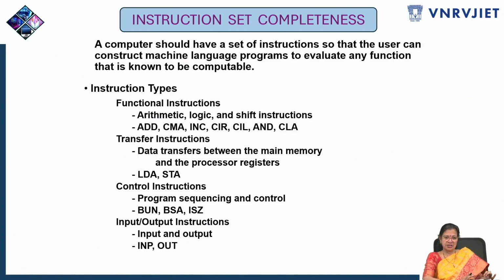These 4 instruction types are, first, functional instructions like arithmetic, logic, and shift and rotate instructions. Examples: add we have seen, complement accumulator we have seen, increment we have seen; all these come under addition. Complementing means changing all ones to zeros and zeros to ones. Circulating right and circulating left all come under this category.